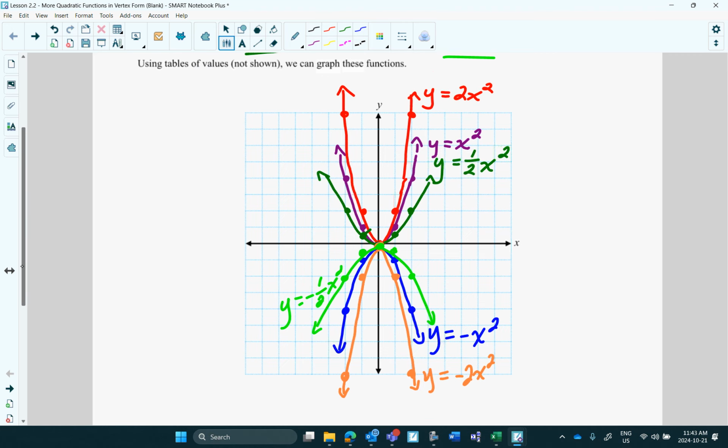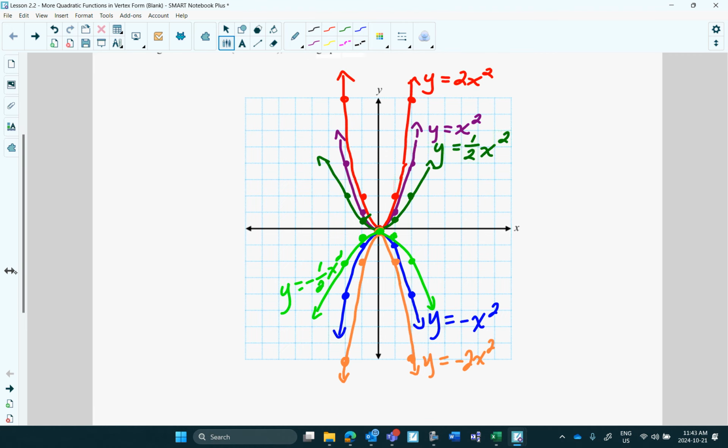So we talked about 4 possible changes or transformations. If there's parentheses and a number inside, that tells me my parabola is going to shift left to right. If there's a number at the end being added or subtracted, that tells me my parabola is going to go up or down. If there's a number in front of the x getting multiplied, that tells me it's going to stretch. It's either going to get narrower or wider, depending on the number. And if there's a negative in front, that tells me it's going to flip upside down.